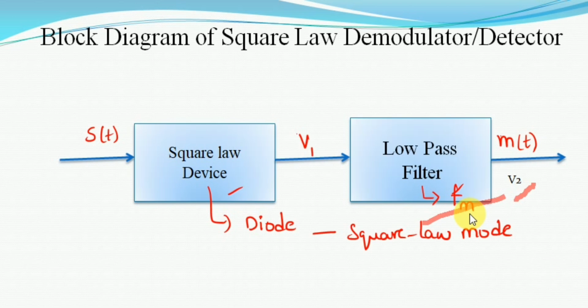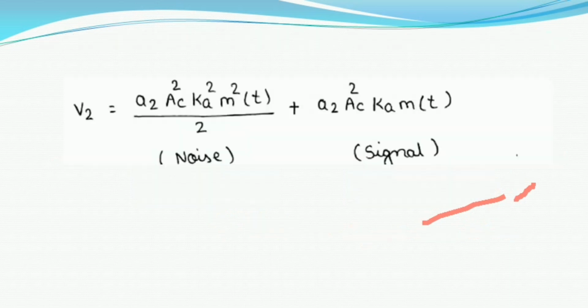So from this equation we can derive the V2 expression finally as A2 AC square Ka square m square of t by 2 plus A2 AC square Ka into m of t. Theoretically, this noise expression will be deleted. Why? Because the theoretical cutoff frequency is always equal to the message signal frequency.